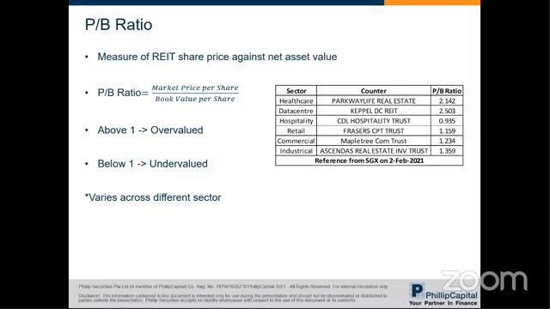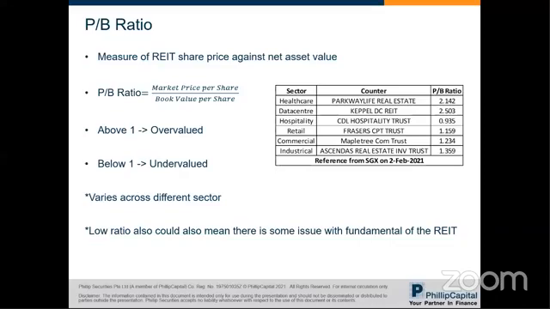For those sectors that are more resilient, like healthcare and data center, they tend to have a very high price to book ratio. You can see Parkway Life REIT is around 2.142 and data center is already 2.5. However, if you look at others like hospitality, like CDL Hospitality Trust, because they are affected by tourism, the price to book ratio will be below 1.